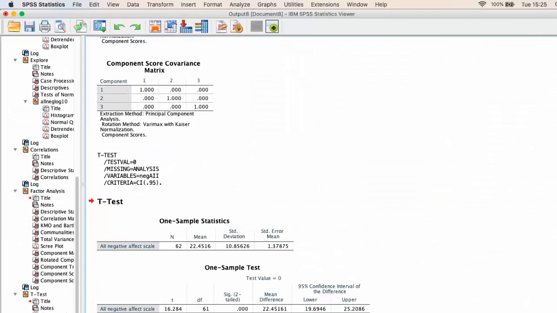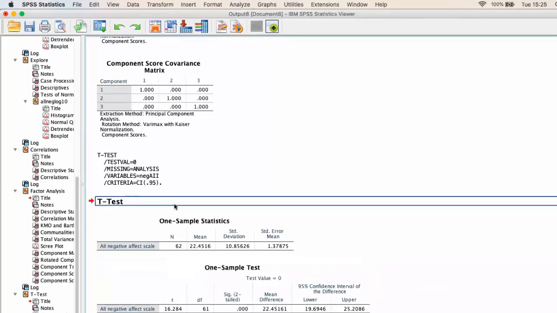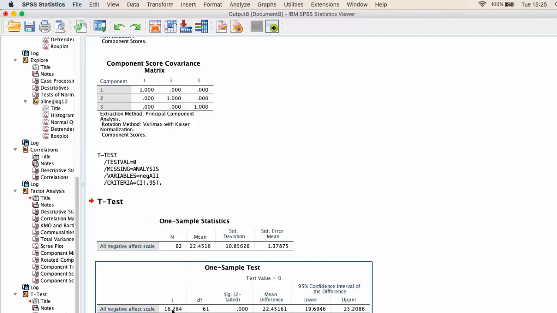And let me move your faces out of the way. For this one, you just check to see if the t is big and if it's significant. And you see the mean difference, from your sample mean to the population mean. So you have your example of how to write these out.